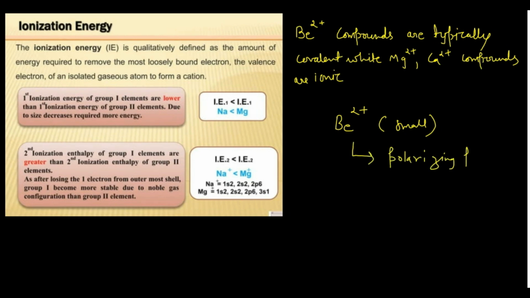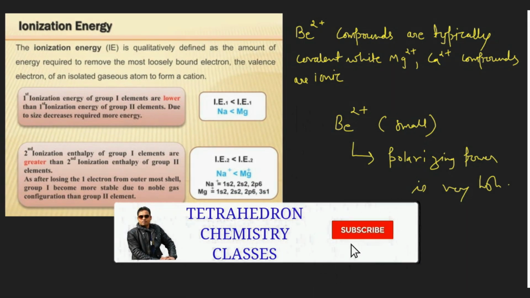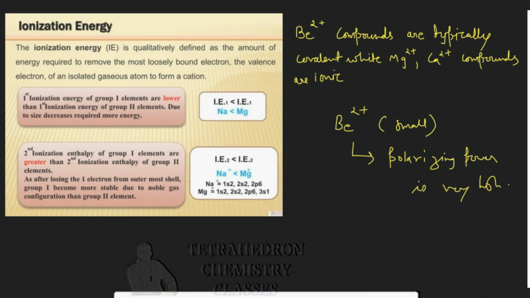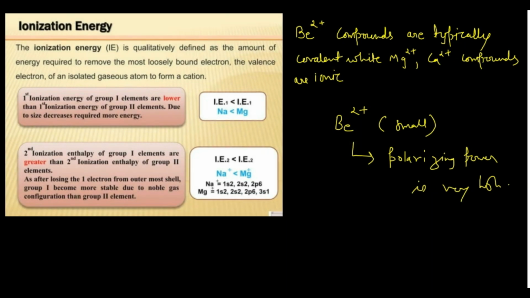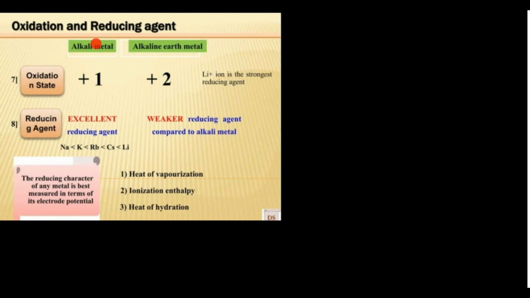Whenever the polarizing power is very high, it can easily polarize the anion, and your compound will have a significant percentage of covalent character. That's why, due to this extremely small size, beryllium compounds are covalent. While for magnesium, you can see the size is quite good. For calcium and so on, the size is quite good, and that's why they are ionic in nature. And this ionic nature of the compounds increases as you go down the group. So here you can see, as you have seen earlier, alkali metals are very good reducing agents.